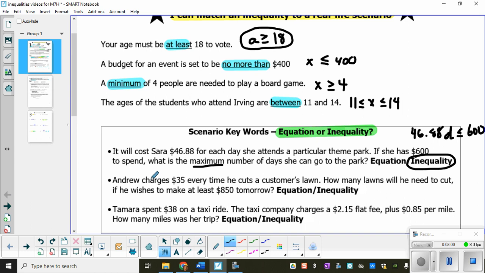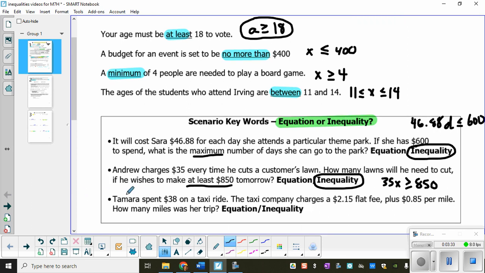All right, if Andrew charges $35 every time he cuts a customer's lawn, we want to know how many times will he need to cut a lawn if he wishes to make at least $850 tomorrow. So again, this one's going to be an inequality because of the words at least. And we know that he's going to make $35 for each lawn that he mows. And we want that to earn at least $850. So we're going to show that the amount of money that he earns has to be more than or equal to the $850. So this is, again, another inequality scenario.